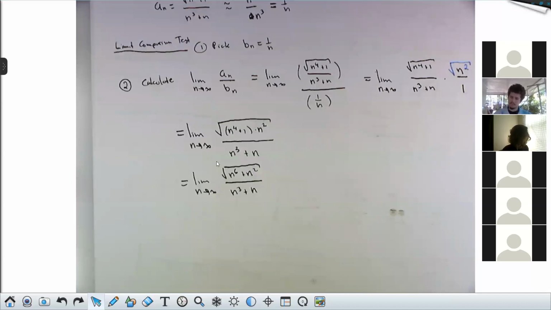And now you can kind of revisit this. All right, now you've simplified, you've done all the obvious simplification. So once we arrive here, who can tell me what to do? How do I take this limit?